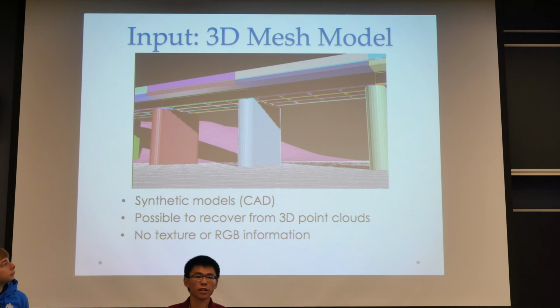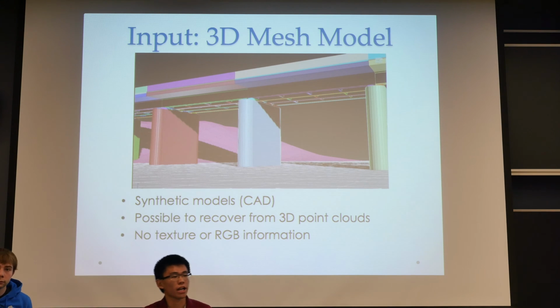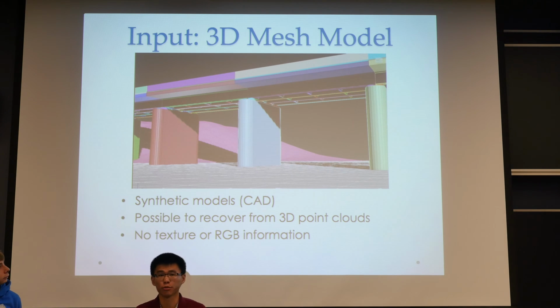This is our problem. We are given an input of 3D mesh models. Here's the 3D mesh model of a bridge. These different colors represent different components. What we want to do is try to recognize all these components.